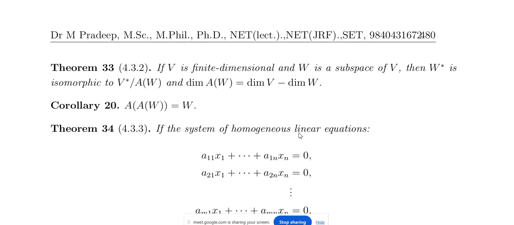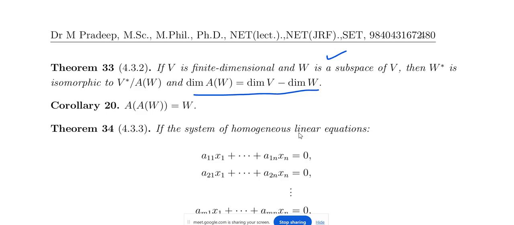If V is finite dimensional and W is a subspace of V, then W star is isomorphic to V star divided by A(W), where A(W) is the annihilator, that is, the collection of f such that f(w) equals 0 for every w in W. So that is V star by A(W). And the dimension of A(W) is equal to the dimension of V minus the dimension of W. This is very important.